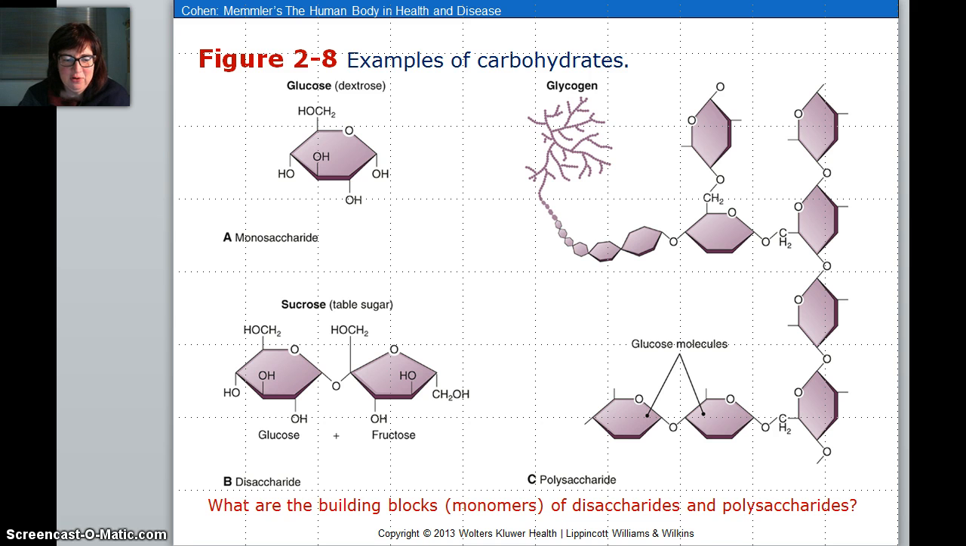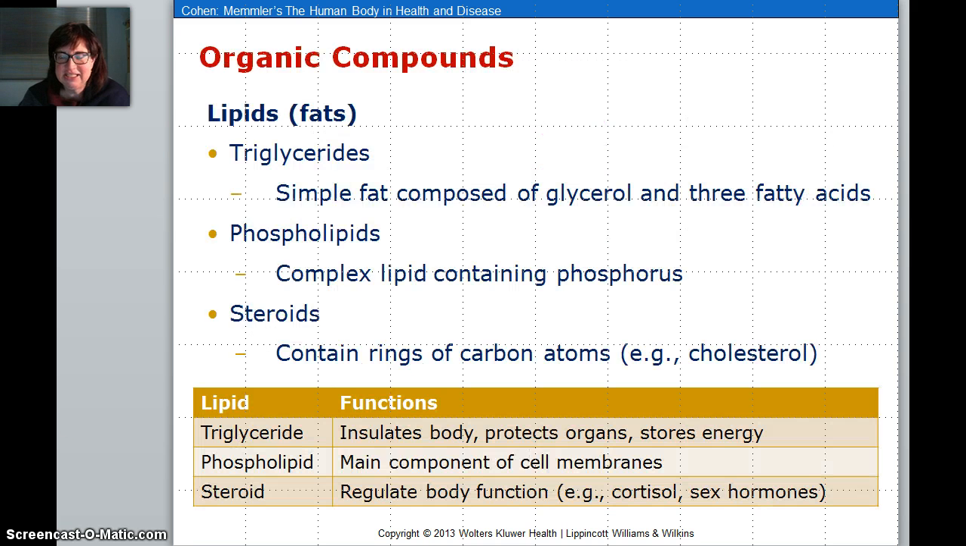Okay, the next group we're going to look at is the lipids. Lipids are usually seen as fats, but there's 3 classifications of lipids. There's the triglyceride, which is the fats and oils. There's the phospholipids, which are very important in maintaining membranes, and there are steroids, and steroids are ringed compounds.